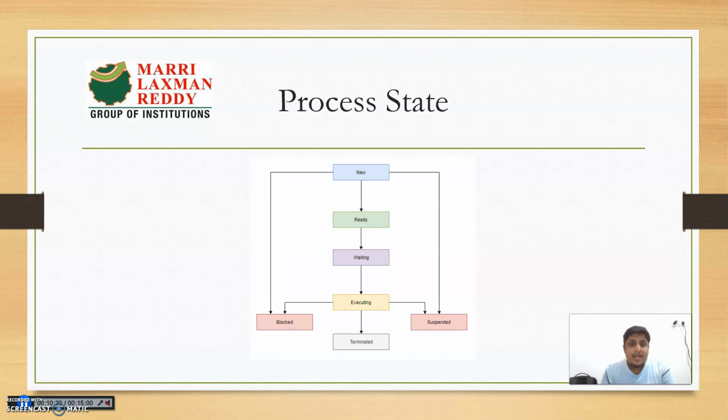You can also see that if there is any issue or problem during an execution, the process will also be blocked or suspended. So this is the state diagram, or the process state, of any process that has been considered. So this is all about process management. Thank you so much.